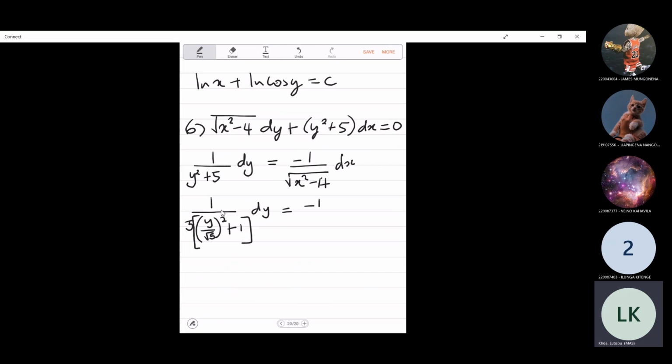And then the same thing over here. When I have x squared minus 4, I should be thinking of the hyperbolic cos, but this has to be a 1. So I need to factor out this 4. So this is the square root of 4 out there, and then I have (x divided by 2) squared minus 1, dx.